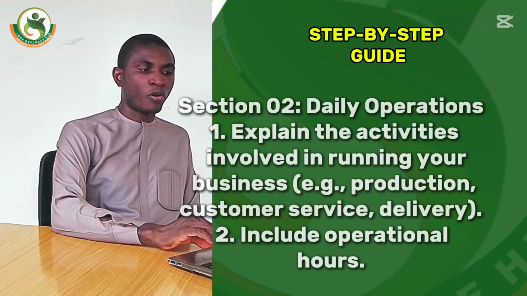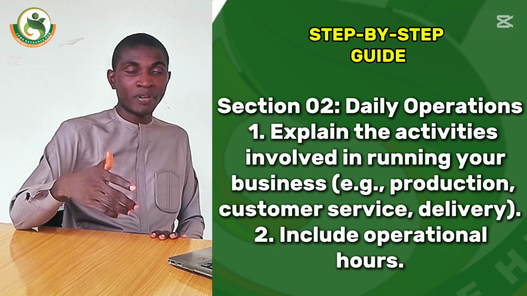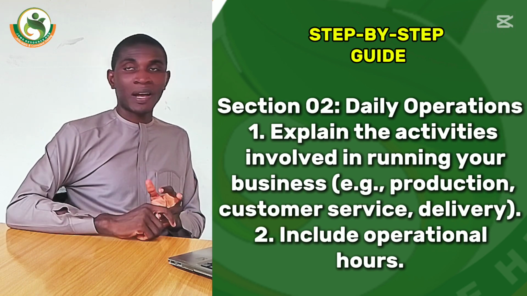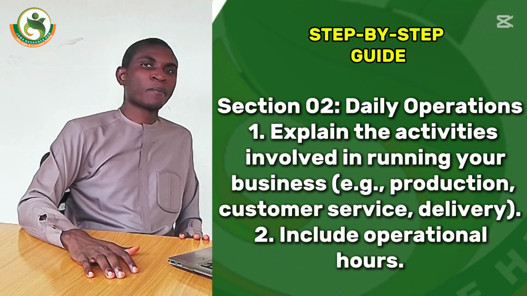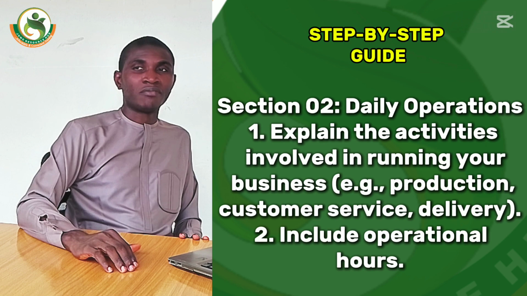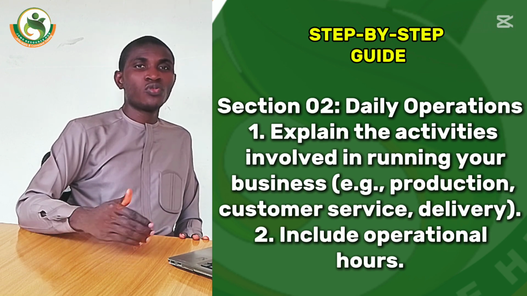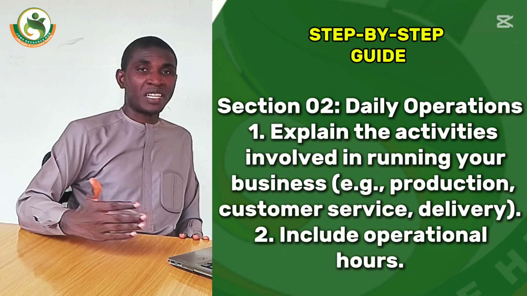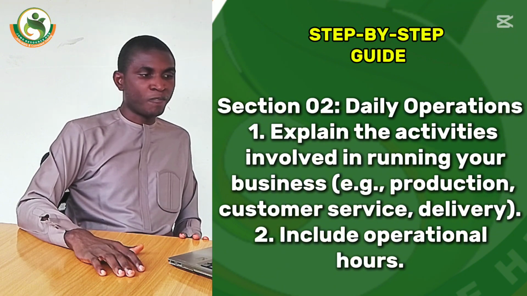The next session is what? Daily operations. Explain the activities involved in running your business on a daily basis: production, customer service, delivery. What are the things your business will be doing on a daily basis? You need to detail them. You can put them in serial numbers and then explain number 1, number 2, number 3, number 4, you understand? Very, very important that you mention them.